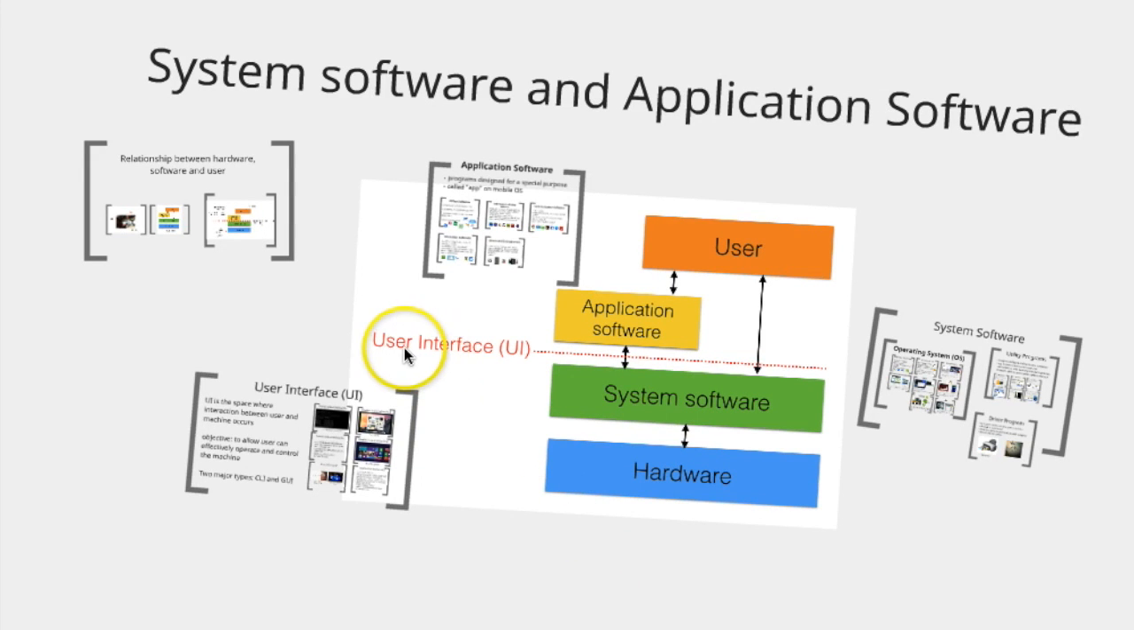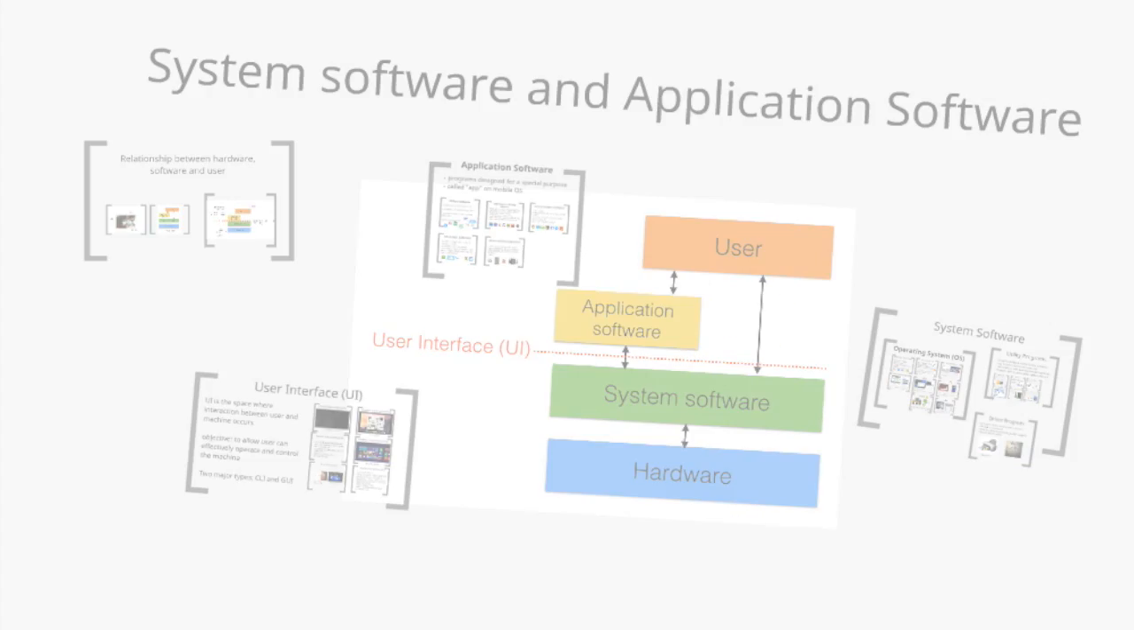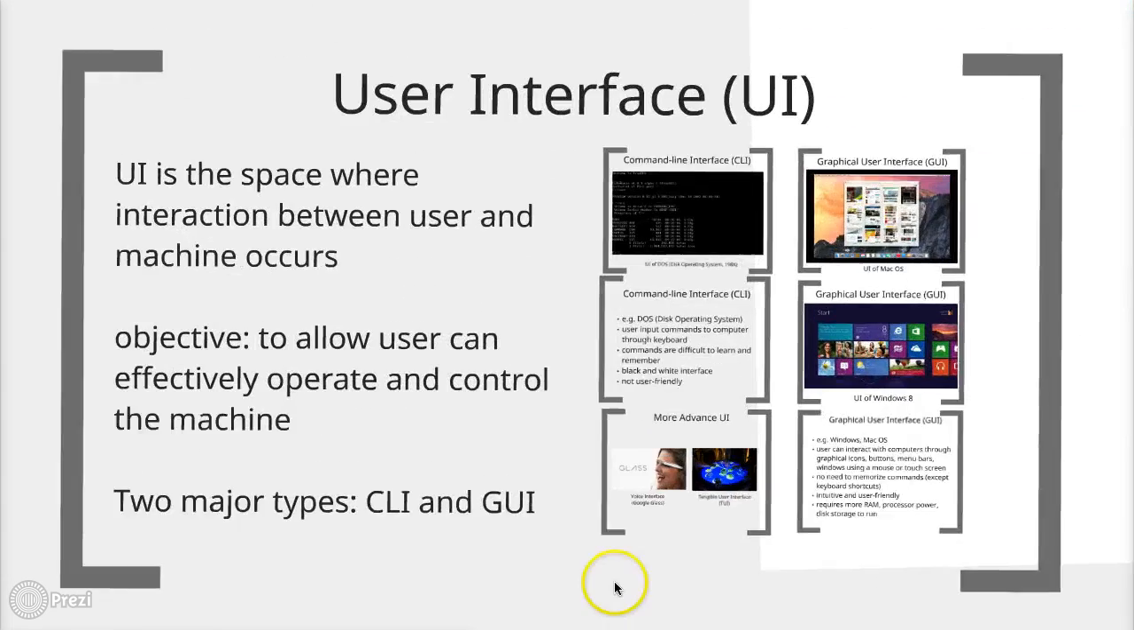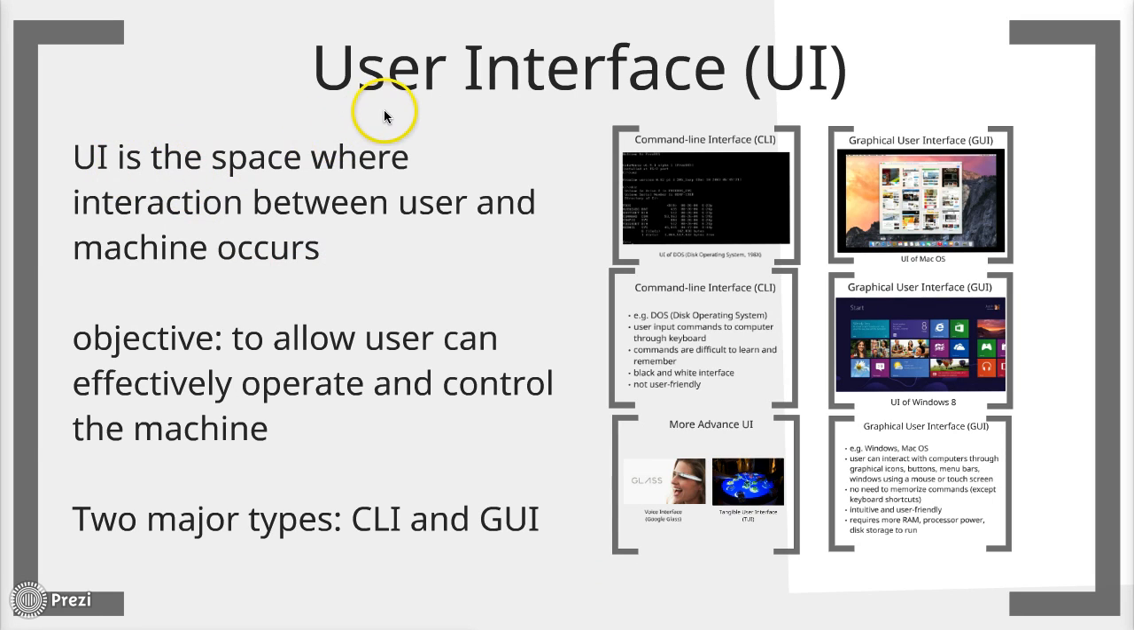Next, we'll talk about the user interface, the UI. It is a space where the user and the hardware or the machine interact. So, UI or the user interface is a space where the interaction between the user and the machine occurs. And we say machine because it can be a computer or a smartphone.